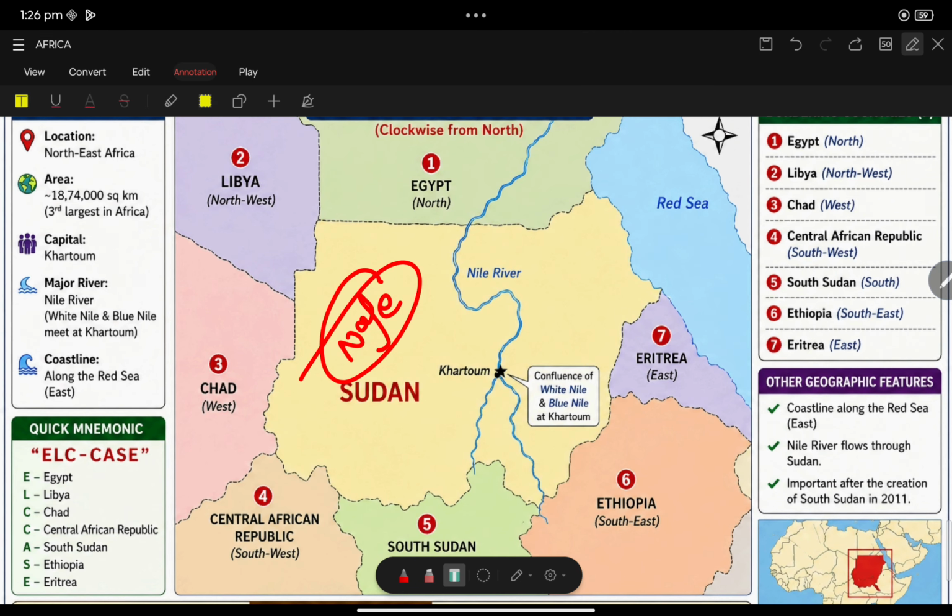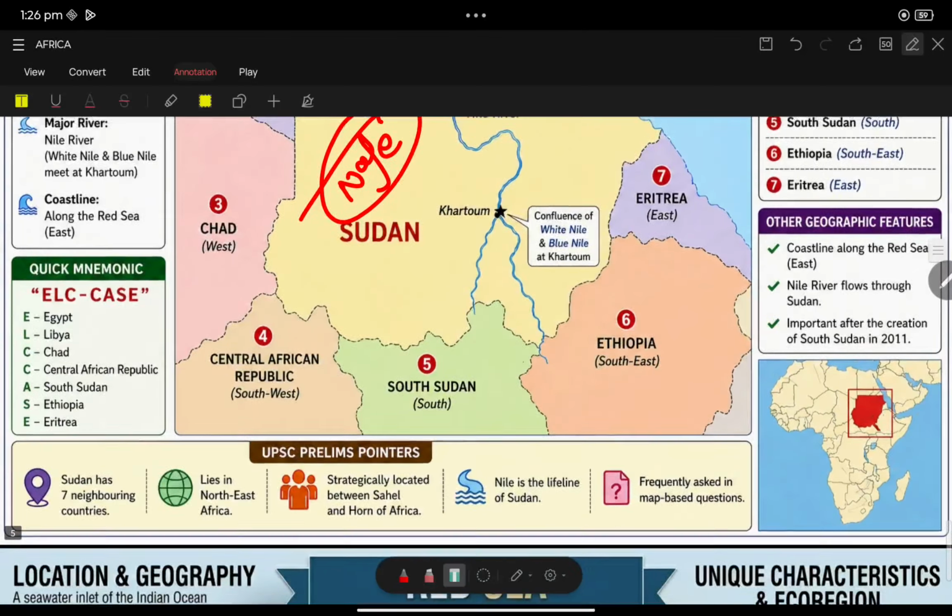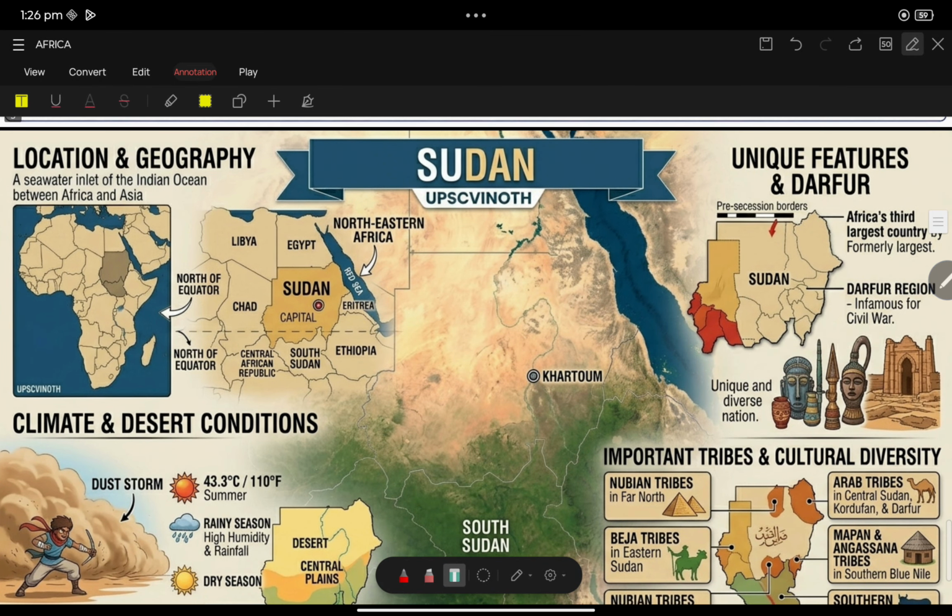Whenever we talk about Sudan, generally we see the location of Sudan, bordered by the Red Sea. Sudan is bordered by how many countries? Eritrea, Ethiopia, South Sudan, Central African Republic, Chad, Egypt. That means Eritrea, Ethiopia, South Sudan, all these countries are bordering Sudan.